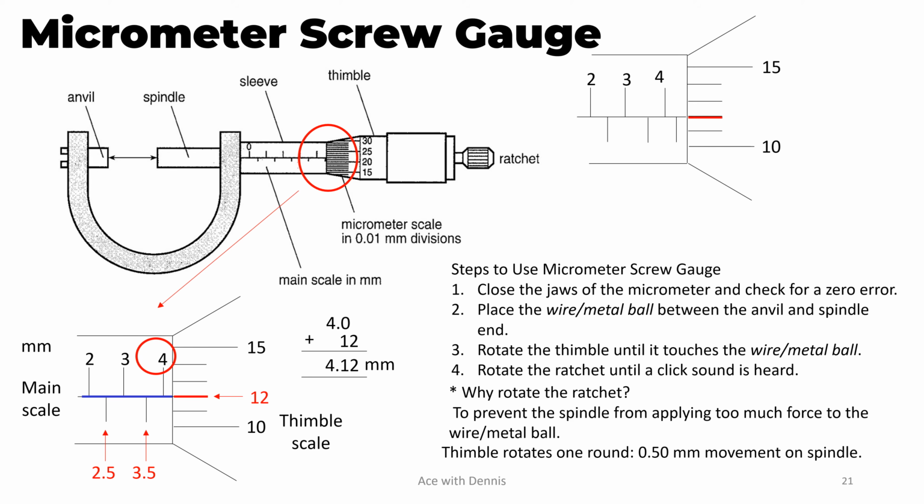There's another case where we can see that, firstly, of course, the marking on the thimble scale coincides with the marking on the main scale. So we have the 4 here, and also there's one line at the bottom which represents 4.5. So for this case, our reading will be 4.5 plus 12 here, which means 0.12 like this. After that, we add together, it becomes 4.62 mm.